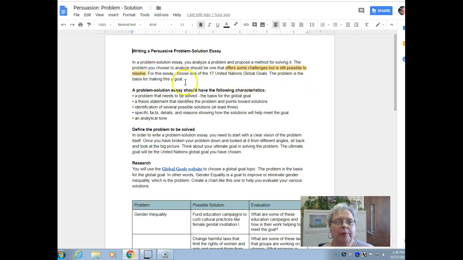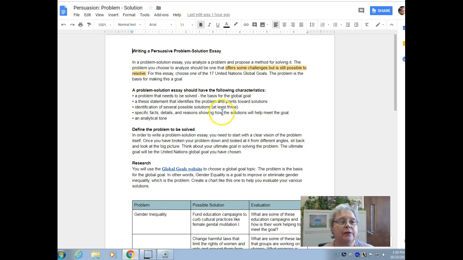Realize that the problem is the underlying reason for even establishing the goal to begin with. A problem solution essay should have these characteristics: a problem that needs to be solved, which is the basis for the global goal; a thesis statement that identifies the problem and points towards solutions; identification of several possible solutions, at least 3. That's the part we're getting information for now.